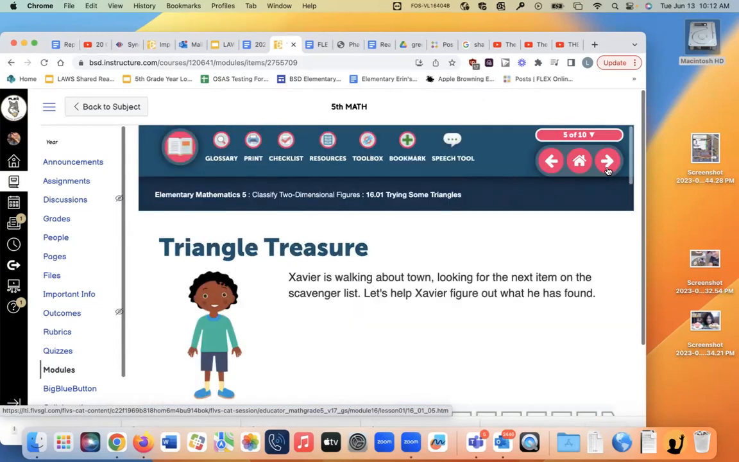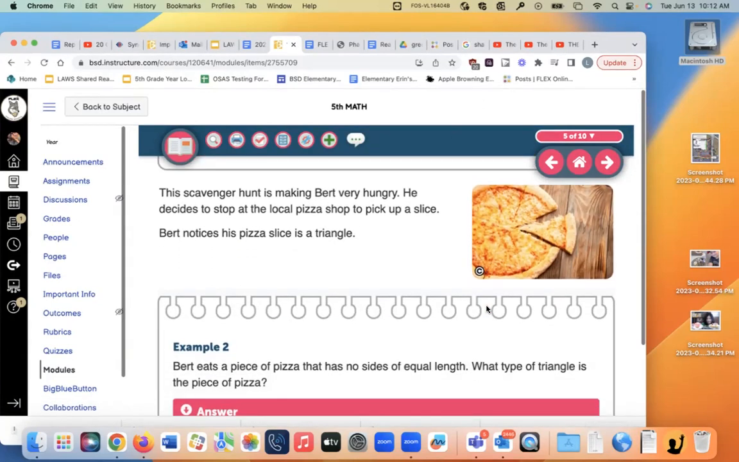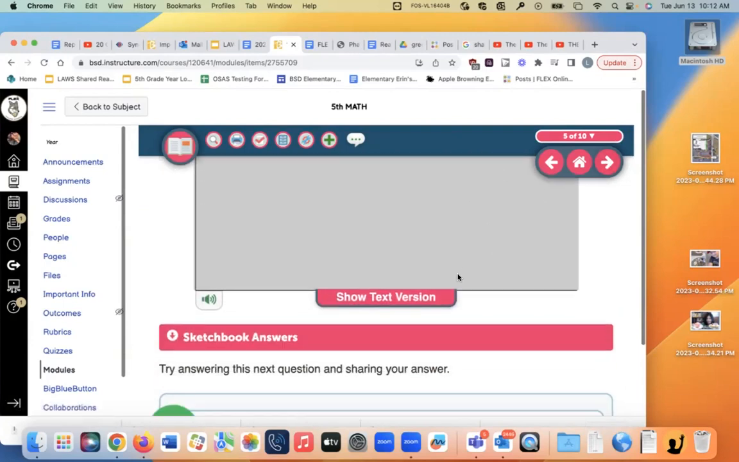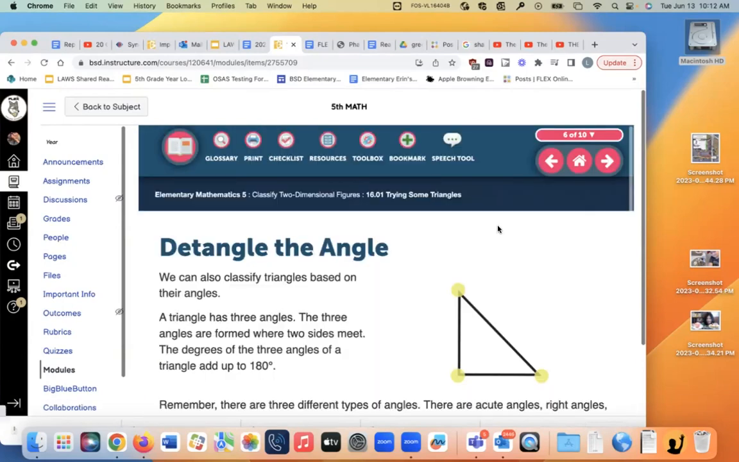So after you practice classifying triangles like that, we start into a new kind of classifying triangles. And that is using the angles. Detangle the angle. So an angle is the amount of space in here. If you turn all the way around, if you stand up and turn around, that's 360 degrees. There are 360 degrees in a circle when we're measuring around the inside. This is 360 degrees. So half of it is a 180.